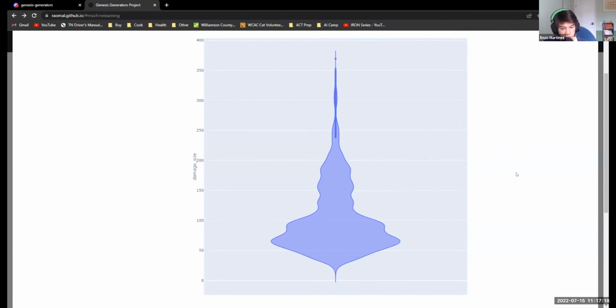Our next graph is a violin chart, which shows how often the damage size appears. So the wider sections of the graph indicate a higher amount of a certain value, and the narrower sections of the graph indicate a lower amount of a certain value.